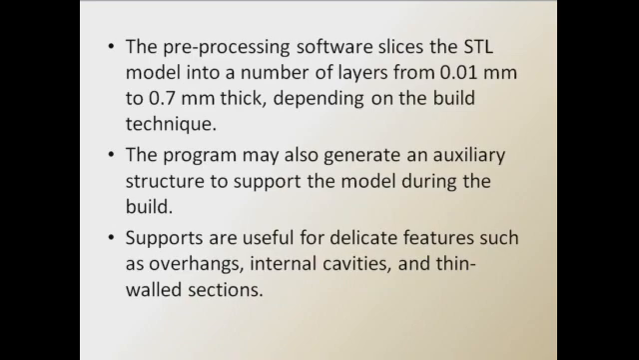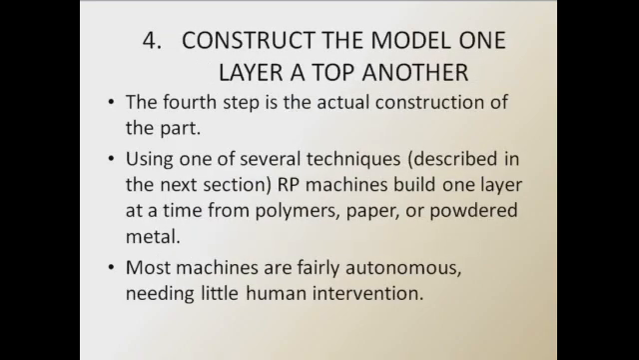The preprocessing, as I said, converts the model into a number of slices, or layers. The layer thickness ranges from 0.01 mm to 0.7 mm, depending upon the build technique. The program may also generate an auxiliary structure to support the model during the build. Supports are used for delicate features such as overhangs, internal cavities, and thin wall sections. Sometimes external holdings are needed, or else you may not get an accurate model.